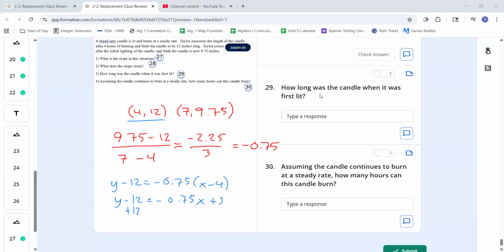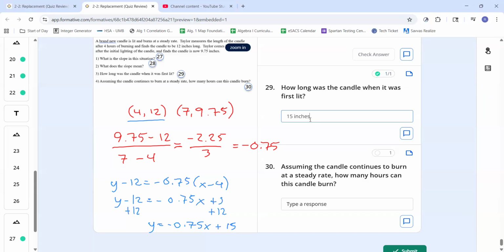And negative times negative is positive, and that will give me positive 3. And then plus 12. And as expected, hopefully expected, you see that the y-intercept is bigger than when we first measured it, which should make sense. If it was shorter than when we first measured it, the candle's not going to get bigger when you're burning it. So it was 15 inches.